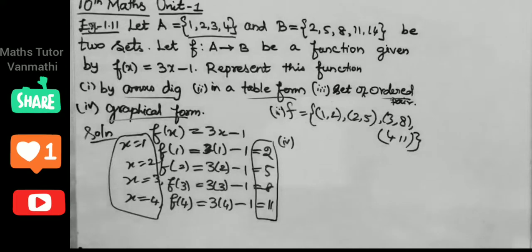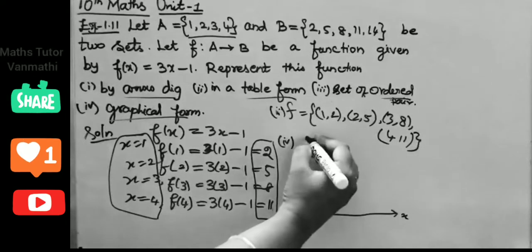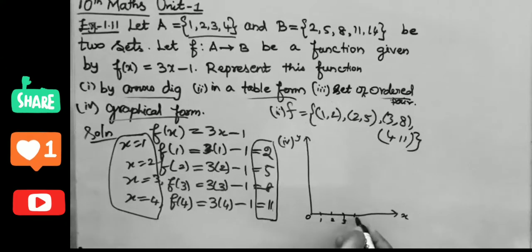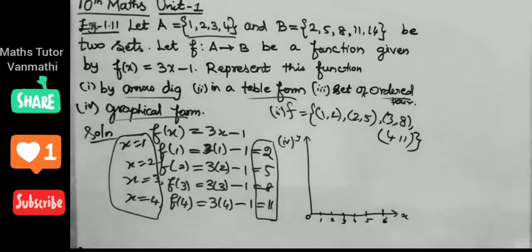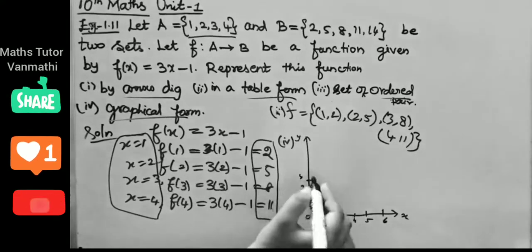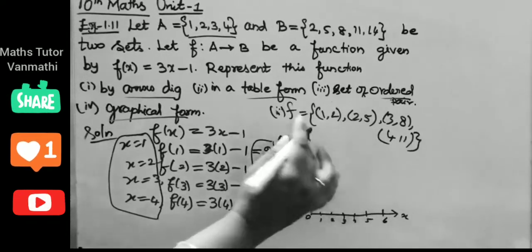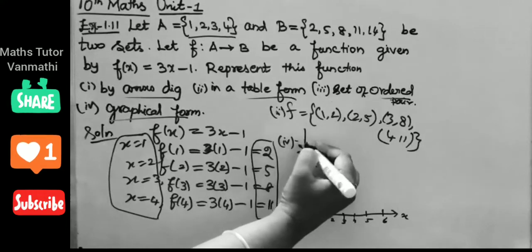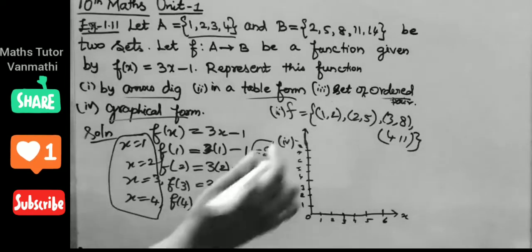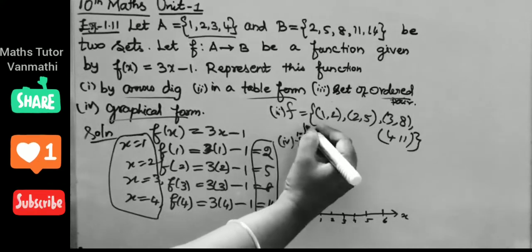In your graph you are going to represent it taking the x-axis and y-axis. This is your x-axis and this is your y-axis. Origin is 0. Mark 1, 2, 3, 4, 5, 6 on the x-axis, and on the y-axis also 1, 2, 3, 4, 5, 6, 7, 8, 9, 10, and this is your 11, because we need up to 11, as the mapping goes up to 11.